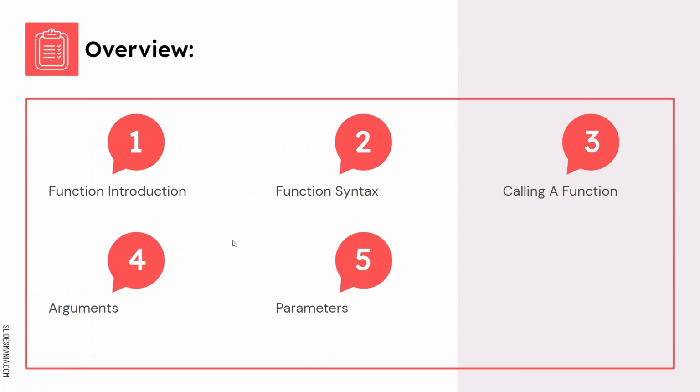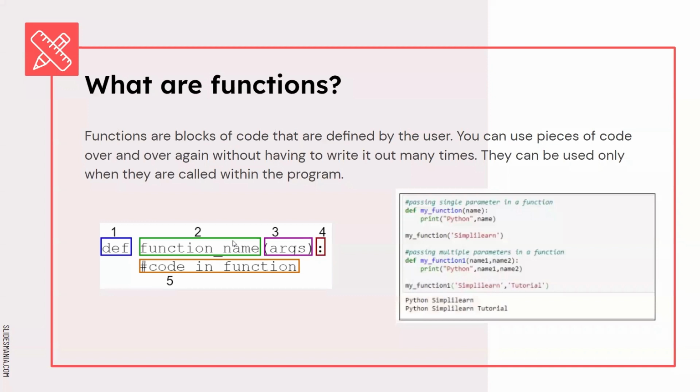So let's get started. First, what are functions? Functions are blocks of code that are defined by the user. You can use pieces of code over and over again without having to write it out many times. They can be used only when they are called within the program. So a function is essentially a block of code that you can define and use over and over again. An example of this is a calculator.